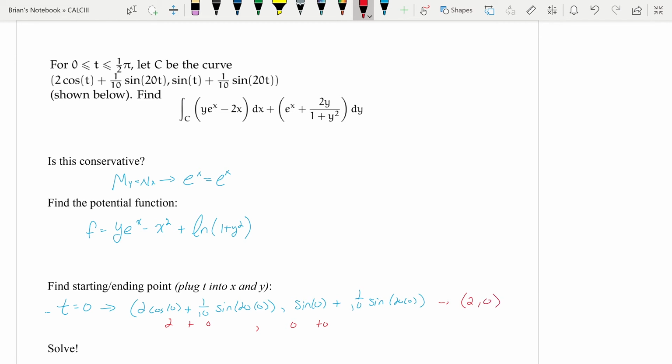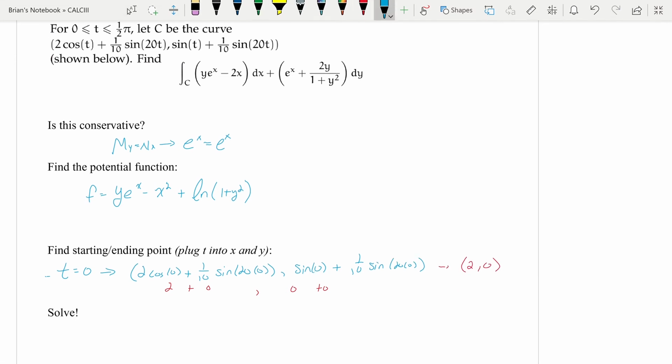Okay, now let's try t is equal to, what's our other t? 1/2 pi. So if we plug that in, we'll get 2 times the cosine of pi over 2 plus 1 over 10 the sine of 20 times 1 over 2 pi. Okay, that'll be interesting. Comma, the sine of... oh, sorry, not the sine of 0. We'll get the sine of pi over 2 plus 1 over 10 sine of 20 times pi over 2. And we'll close that parentheses.